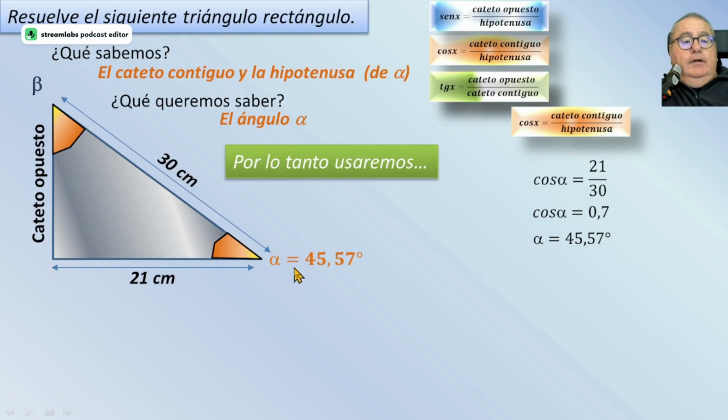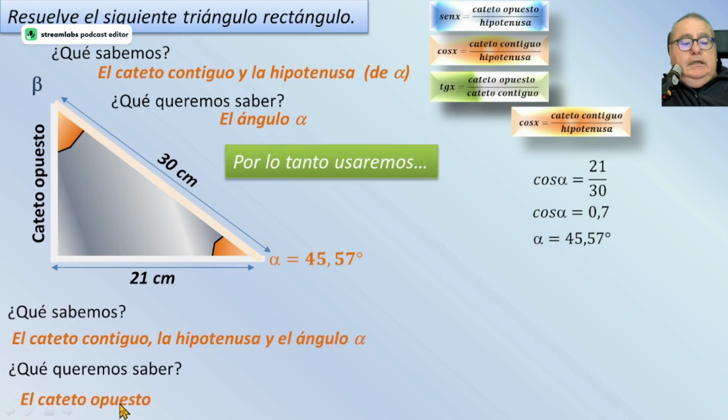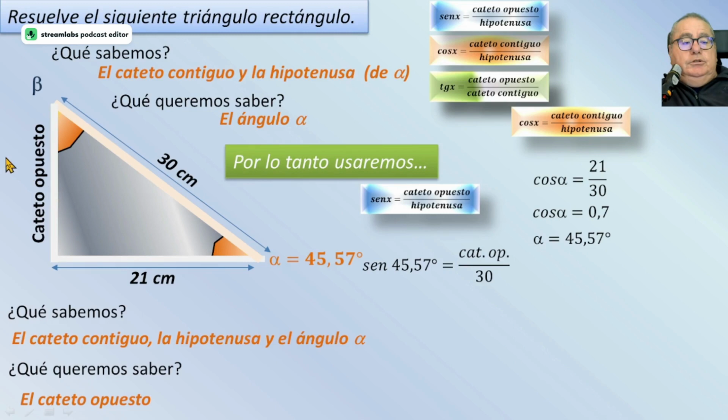We already have the alpha angle, so now if we ask ourselves the same questions as before, what do we know and what do we want to know? Well, it is clear that what we know is, apart from everything we knew, the adjacent leg and hypotenuse of alpha, we also know the amplitude of said alpha angle. What we want to find out is the opposite side. To find this opposite leg we can use any of the data we have. For example, the hypotenuse, and what relates the opposite leg to the hypotenuse is the sine function. So we put the sine function here and we would say sine of, in this case, 45.57 degrees equals the opposite leg, which we do not know, divided by 30, which is the hypotenuse.